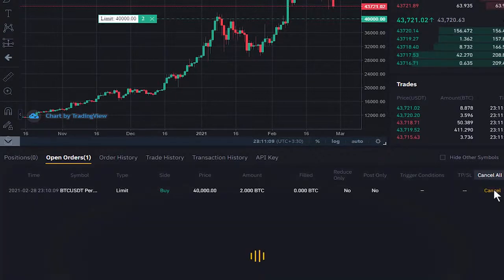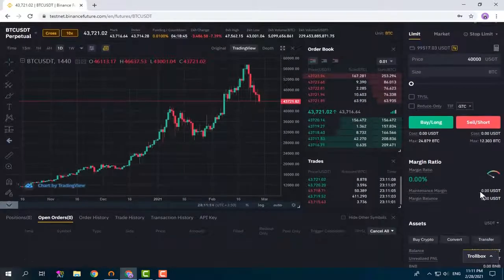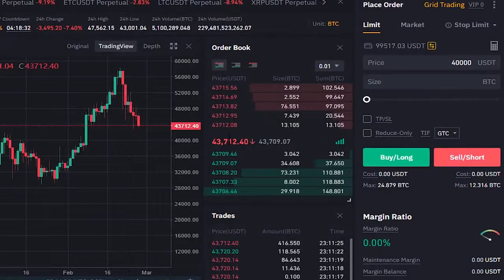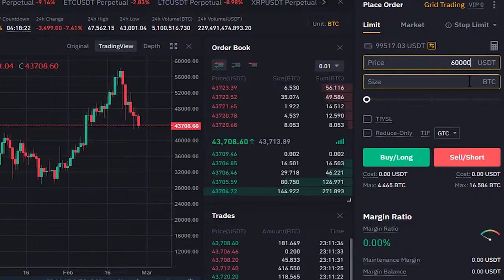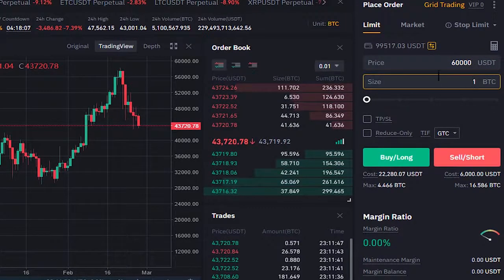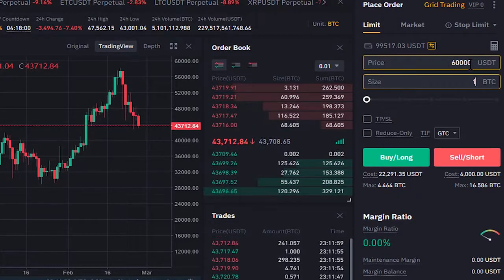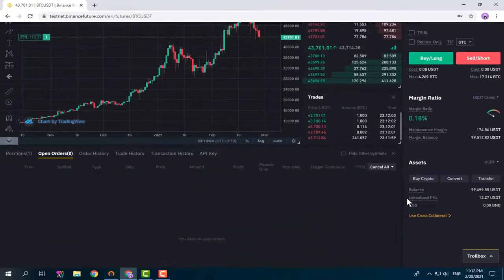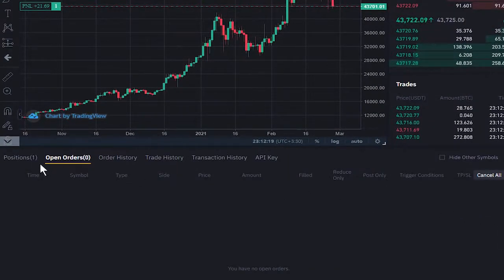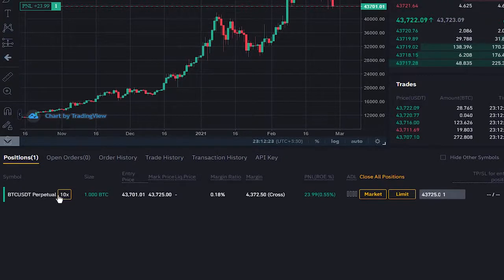Let me cancel this and show you what happens if we place a buy limit order higher than the current price of the market. Let's set the limit price to 60,000, for example, and the size to 1 Bitcoin. And this order means buy 1 Bitcoin at 60,000 or a better price. I click on buy, order submitted, and as you can see, the order executed instantly, and we have it in positions. We have a long position here, and the entry price is the current price of the market.